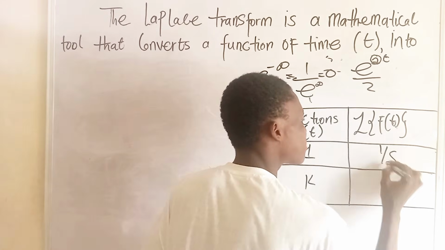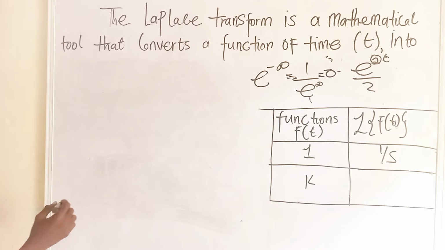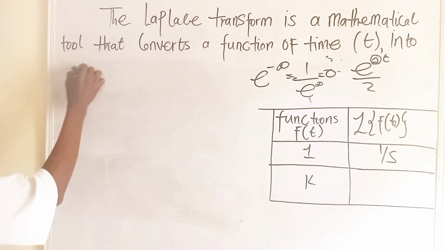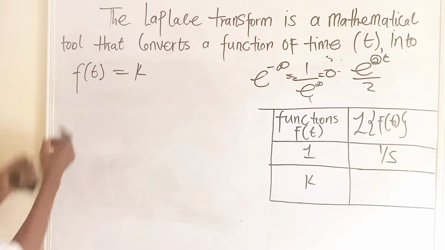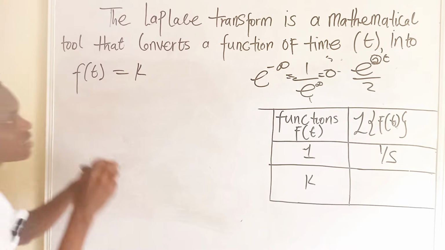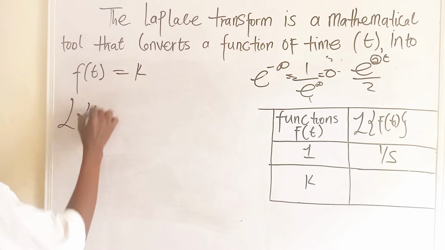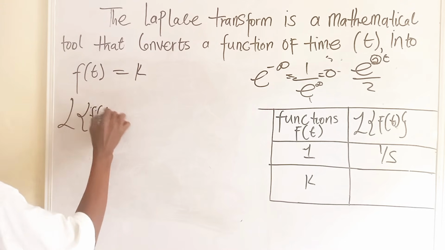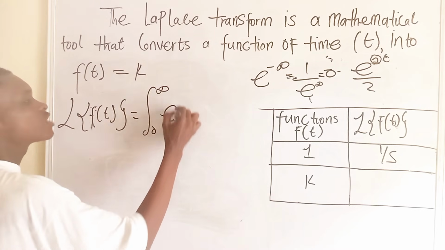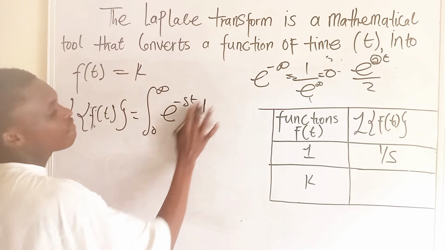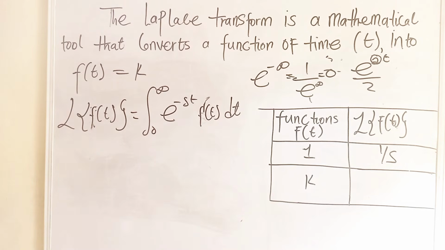So let's find the next one. We have found this to be 1 over s. So let's find the next one, which is the constant. So we say the Laplace transform of k, where f of t equals k. Whenever we see f of t, I will say that the Laplace transform of a function f of t is defined by this integral from 0 to infinity of exponential negative st f of t dt. All right.